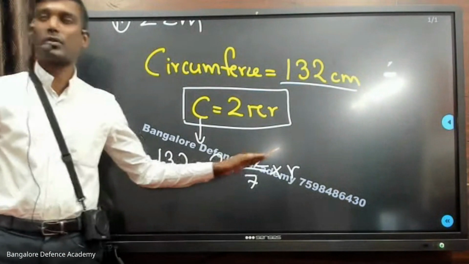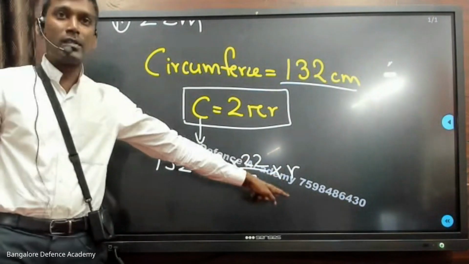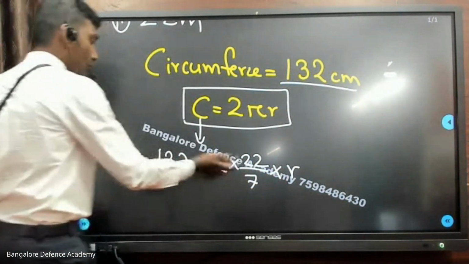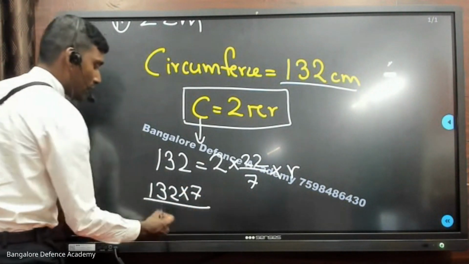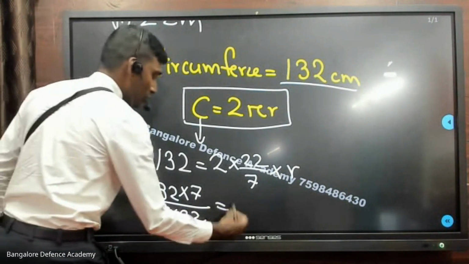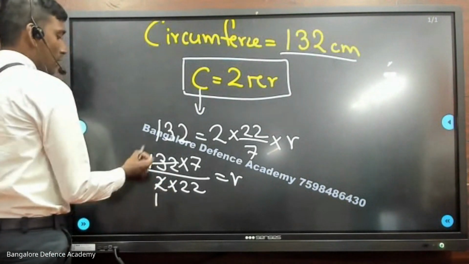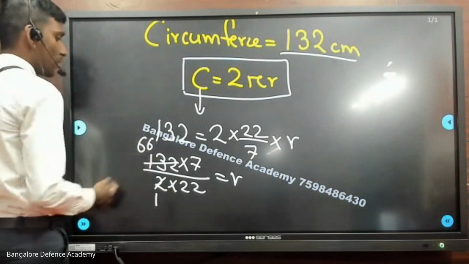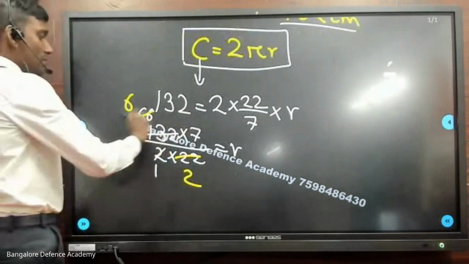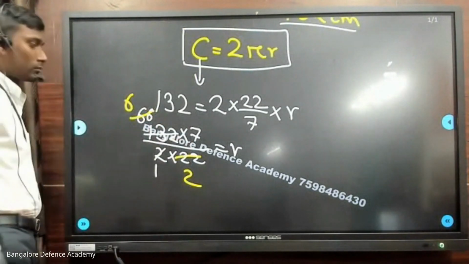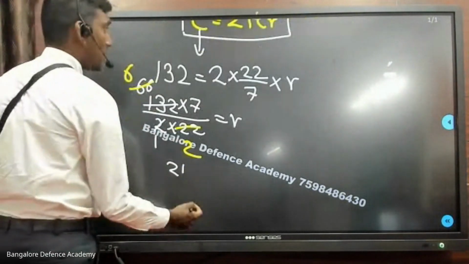What is their demand in the question? Find the radius of the circle and the area. So can I find the radius here? What happens to this 7 and 2? Everything goes here. I'll write like this: 132 into 7 whole divided by 2 into 22 is equal to r. Can I cancel this? 2 ones are 2, 6 are 12. Again, 2 6s are 12. Next, 11 6s are 66. 11 2s are 22. 66 into 7 is 462, divided by 22 gives 21. So this 21 is the radius.